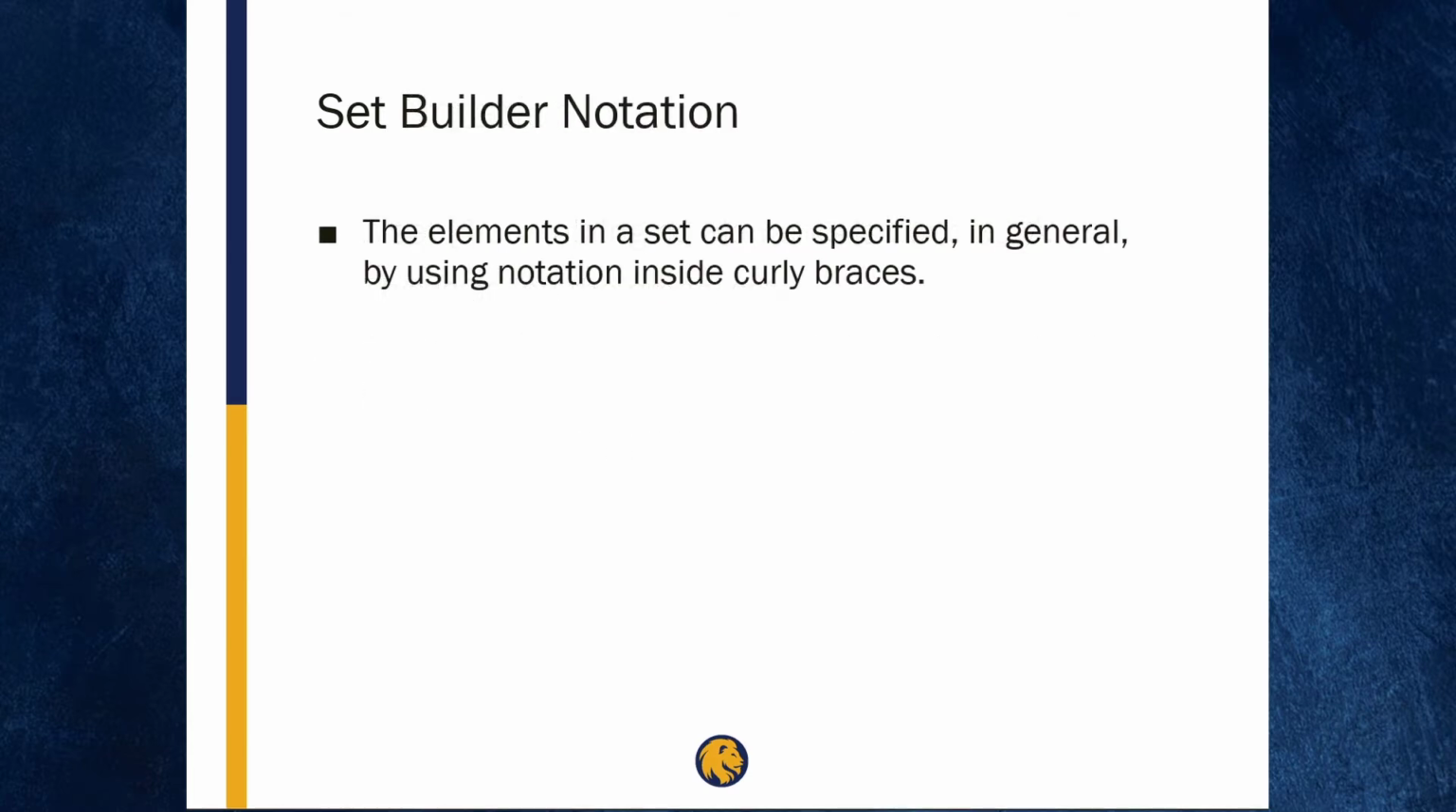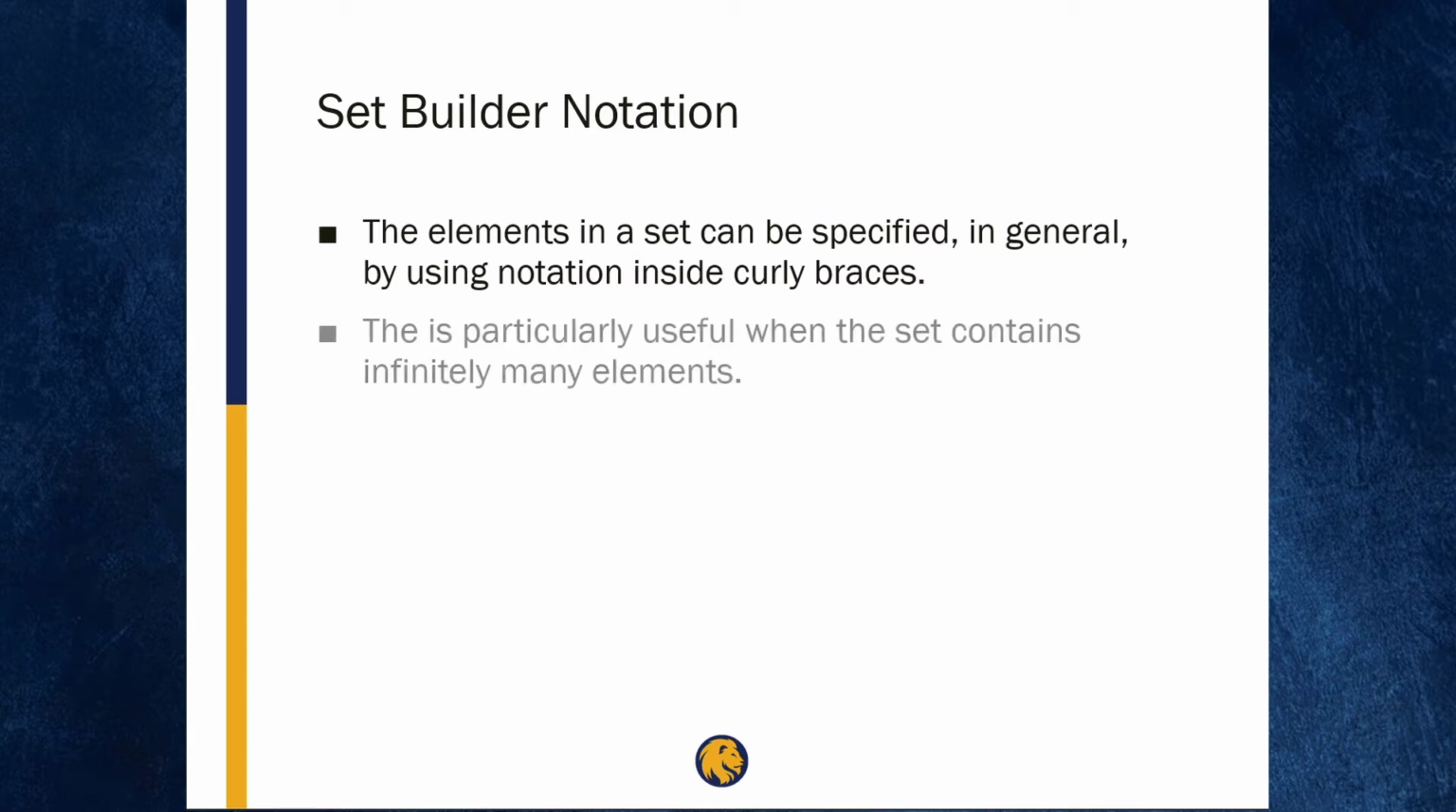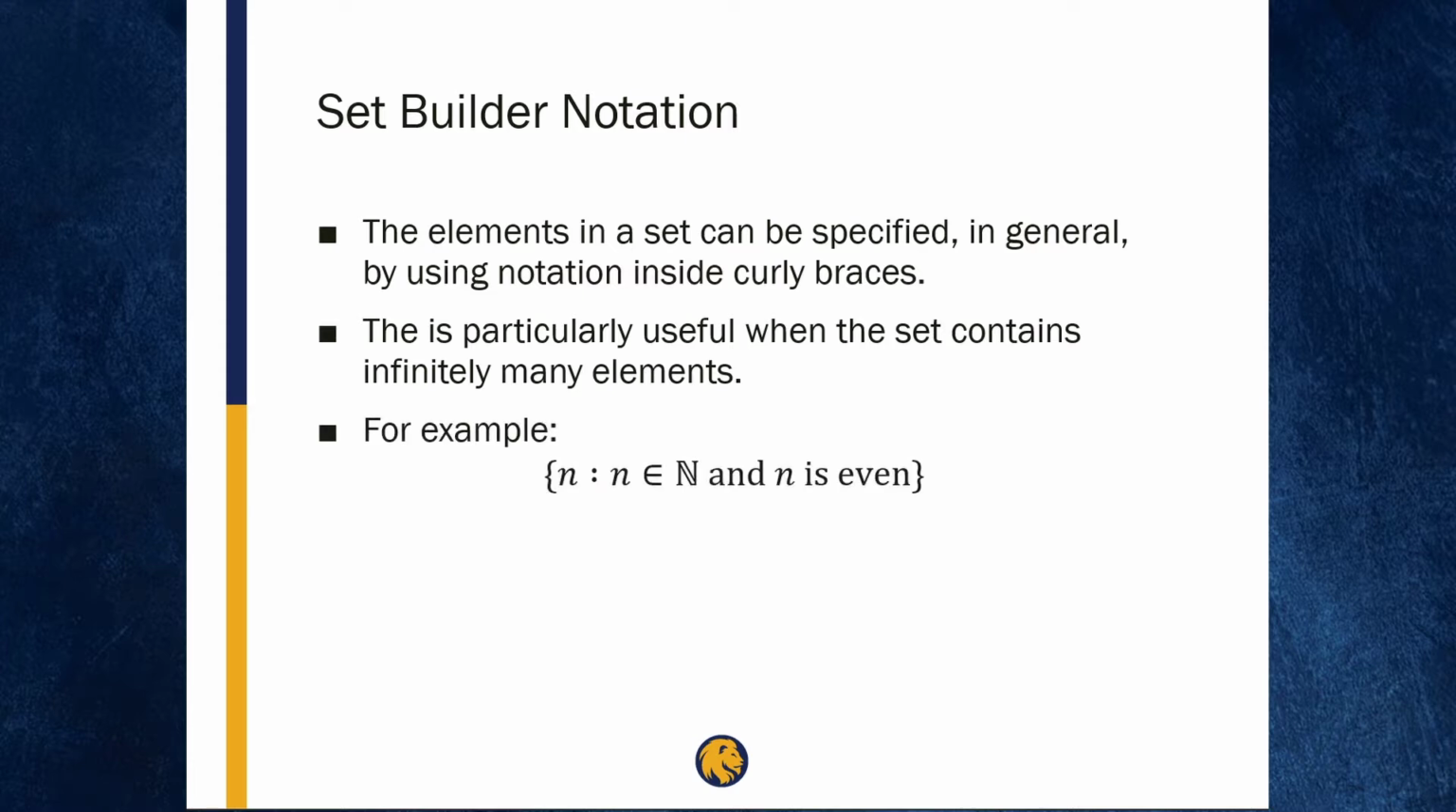The elements in a set can be specified in general by using notation inside curly braces. It's particularly useful when the set contains infinitely many elements or a large number of elements that's hard to write out by hand. So for example, we can write sets in this form here. Sometimes this is referred to as set builder notation.